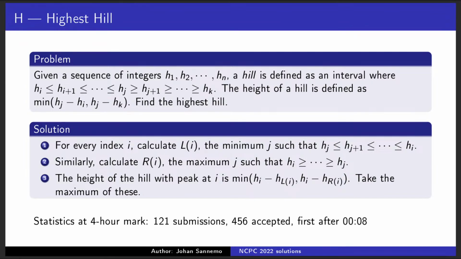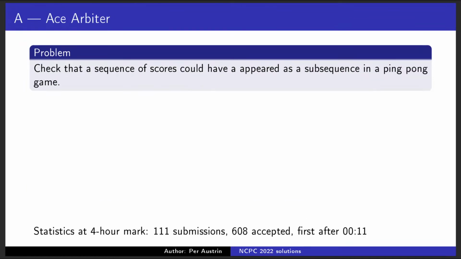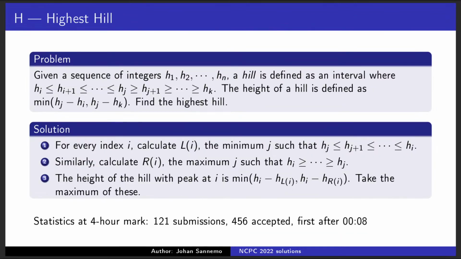There are also some solutions that rely on the idea that a maximal hill, like a hill that can't be extended to the left or right, is clearly going to be the answer. But such maximal hills can't overlap, so there can only be a linear number of them. So you can check all of them in some way. So there are some solutions that rely on that as well.